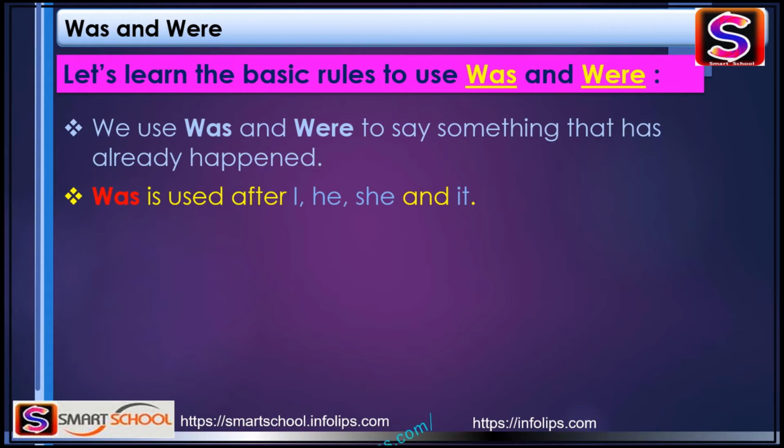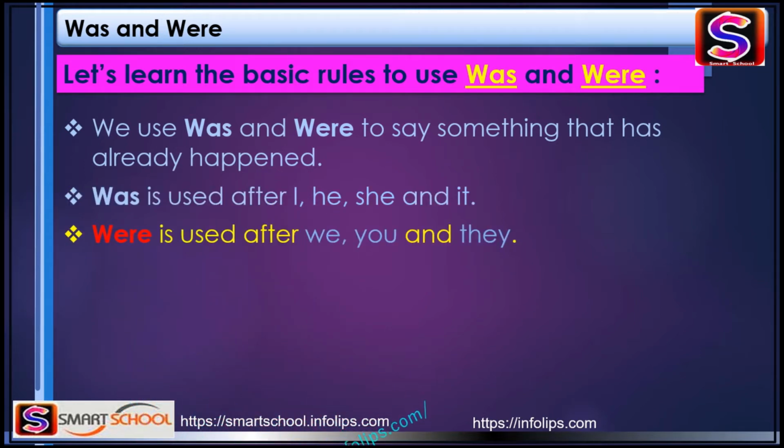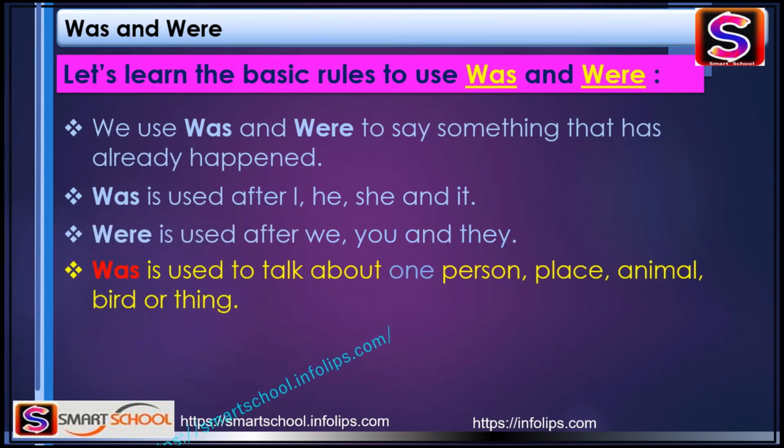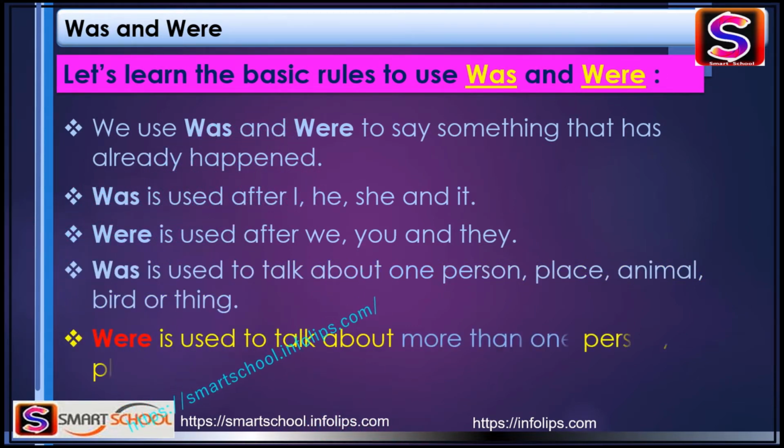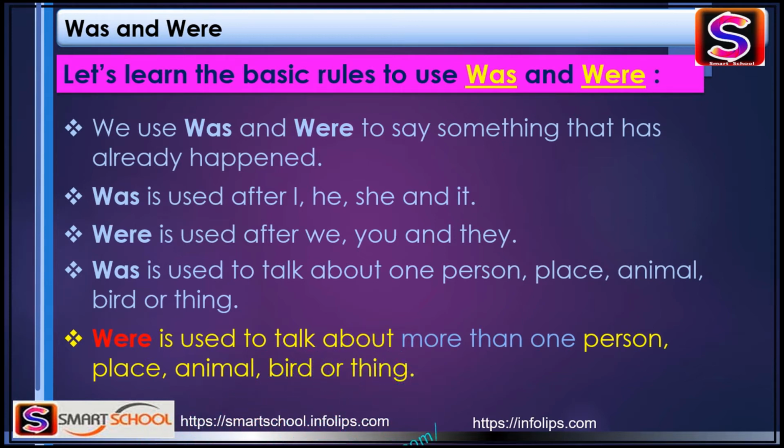Next rule, was is used after I, he, she, and it. So there are very clear rules. Similarly, were is used after we. Means when it is singular, that time we have to use was, and when it is plural, that time we have to use were, like we, you, and they. Next rule, was is used to talk about one person, one place, one animal, one bird, or one thing. Similarly, were is used to talk about more than one person, places, animals, birds, and things.